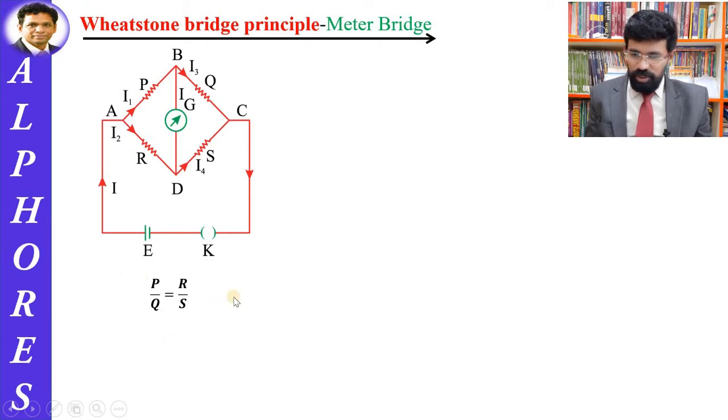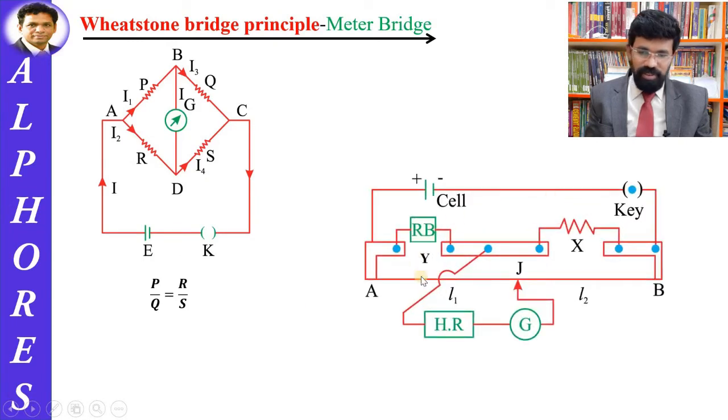So this is the conclusion. When the bridge is balanced, we write P by Q is equal to R by S. So this is our meter bridge. We have already seen how the Wheatstone bridge can be visualized in the meter bridge. This is P, and this is Q, and this length of the wire, whatever resistance it offers, that is R. The other length of the wire, whatever resistance it offers, that is S. And this is our galvanometer setup connected to the jockey.